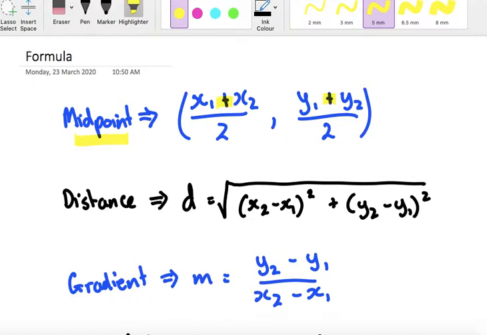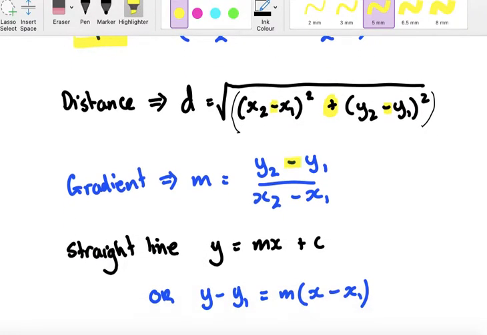For the distance we have to subtract our x's and our y's, but we do add the results after we've squared them. Make sure you square root the whole lot. And if you're using a calculator and doing it in one step, put brackets around everything under there, so everything under the square root sign is square rooted. For the gradient, again, we're using subtraction. Remember, the midpoint is the only one you add.